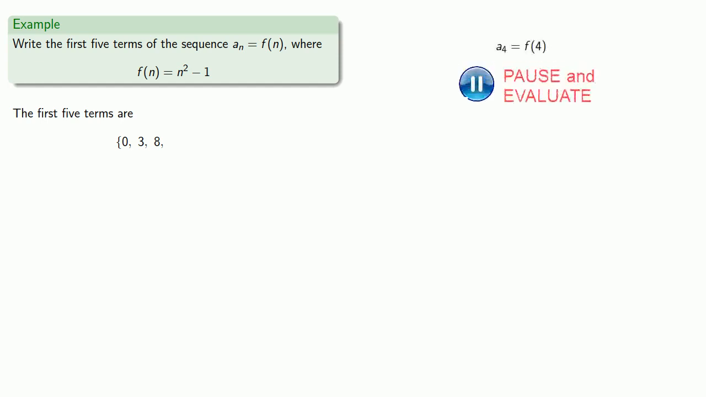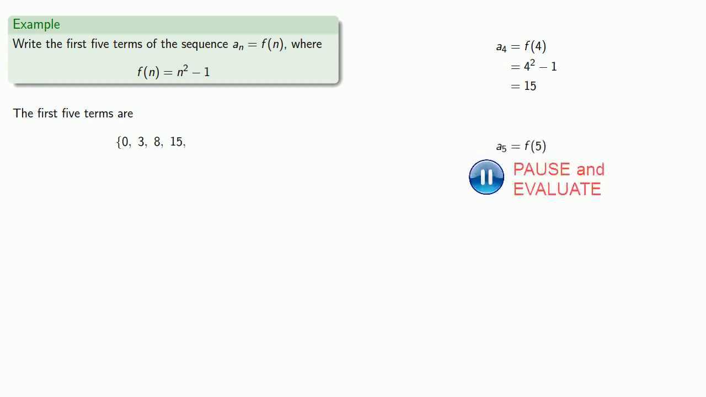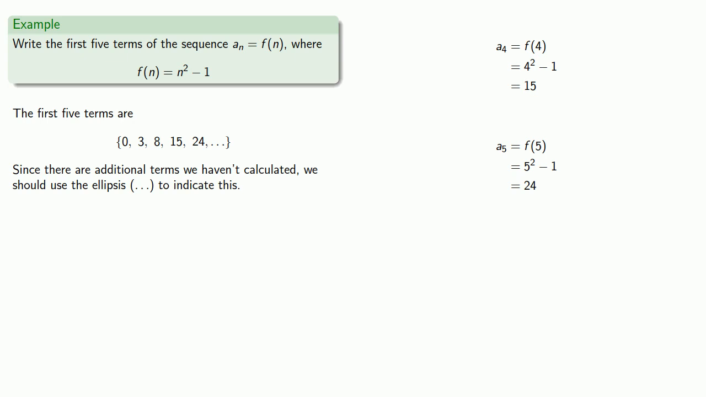Four, and 5. So this gives me the first 5 terms of the sequence. Since there are additional terms we haven't calculated, we should use the ellipsis, the dot dot dot, to indicate this.